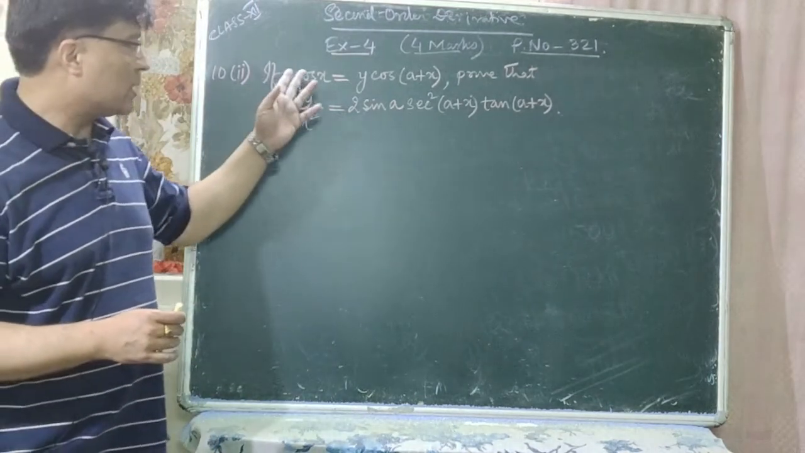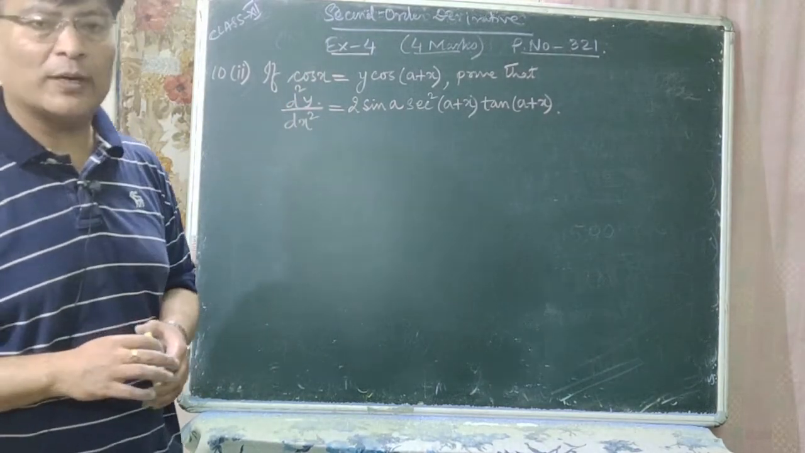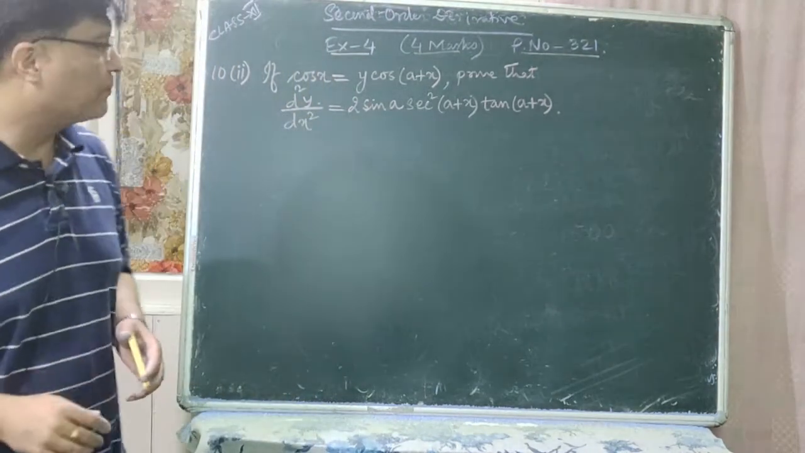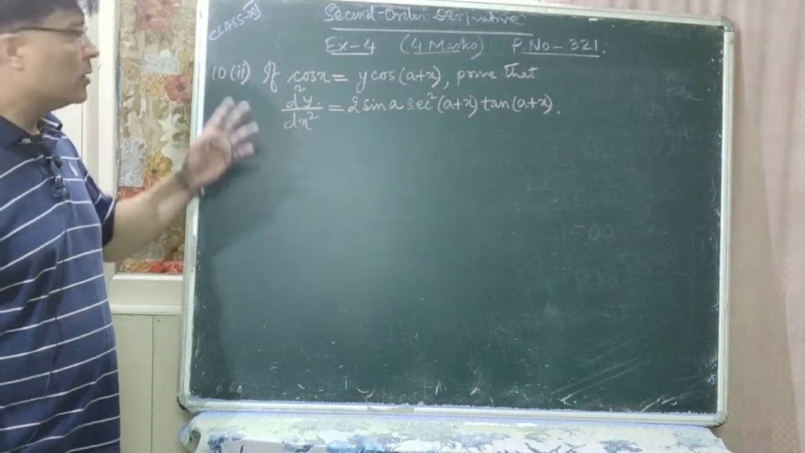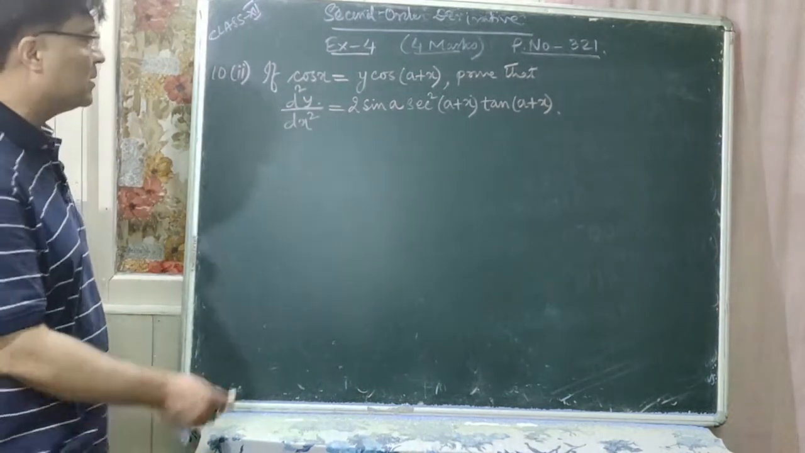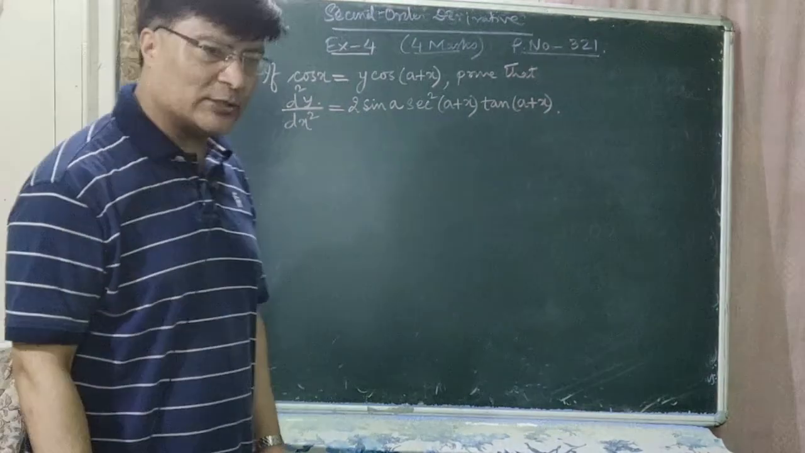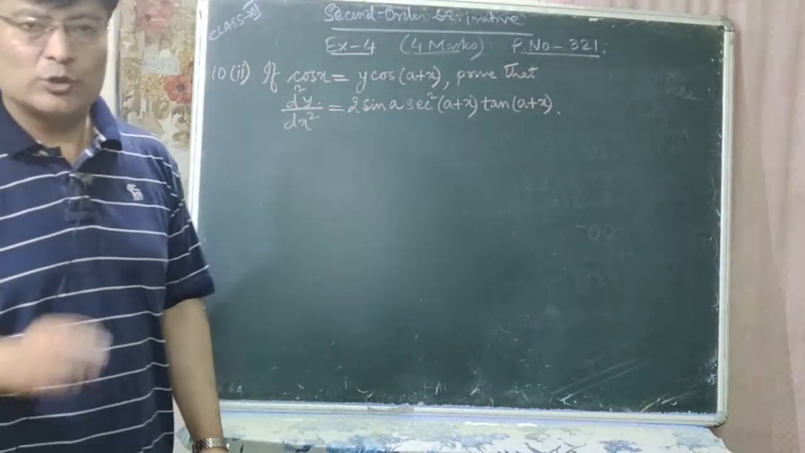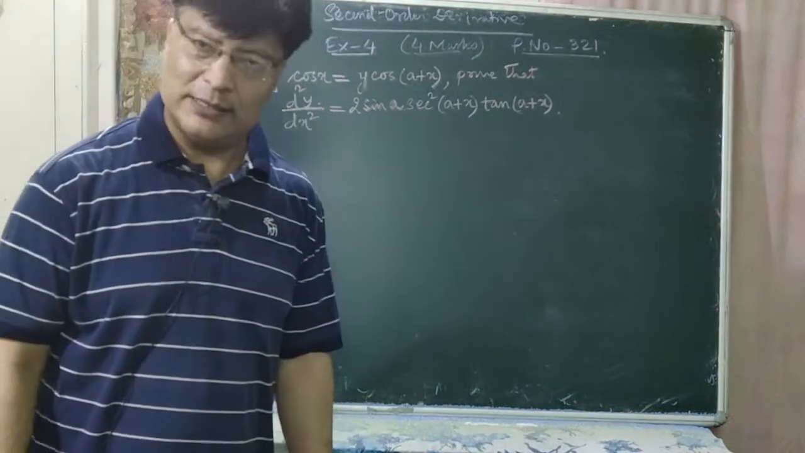Okay. So exercise 4, this is the 4 marks section, page number 321 from the book Higher Mathematics for class 12. So let's start from question number 10. If cos x is equal to y cos of (a plus x), then you have to prove that d2y by dx square is equal to 2 sine a sec square (a plus x) into tan of (a plus x). So from the given you have to prove the value for d2y by dx square.